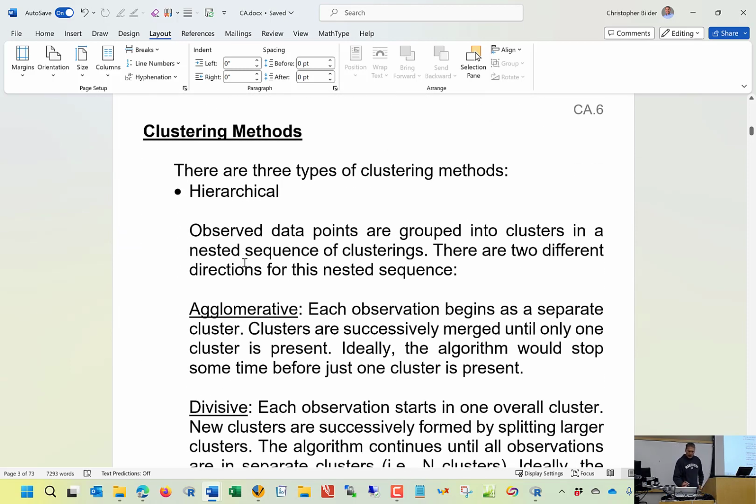So now let's talk about clustering methods. As you can imagine, since I said you could teach a whole course on it, there's whole books on it, there are many, many different clustering methods. People generally think of these clustering methods as fitting into 3 different categories. The first category is called hierarchical.